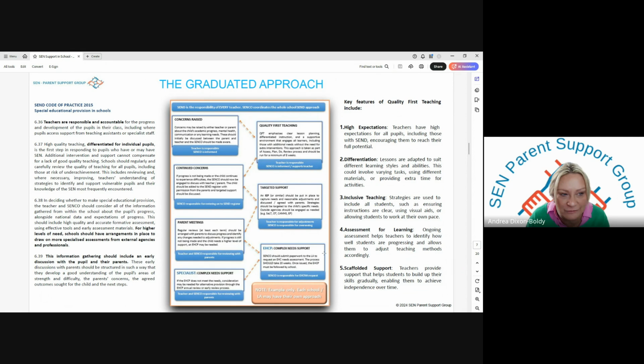TAs might be involved. Ultimately, this is the graduated approach, all of which is fed back, and whereby a child is still struggling after this approach with intervention over that period of time, then you would be looking to expand and potentially look at an EHCP needs assessment.